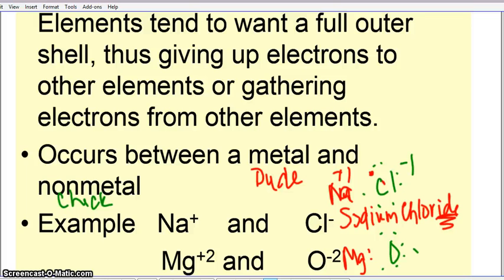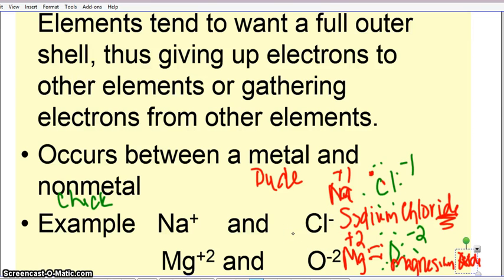In this scenario, the dude's going to go ahead and give up those 2. Since we lost 2 negatives, now we have 2 positives. If you look at the girl, she just gained 2 negative electrons, and what you will have in this scenario is what is called magnesium oxide.